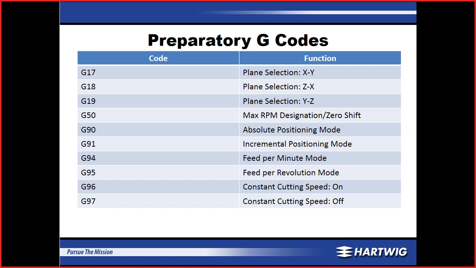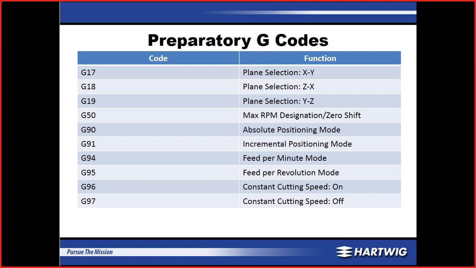G91 is what's called incremental positioning mode. That means that we are going to move point to point. So wherever the tool is currently sitting, if we were to say Z-2, the machine is going to move 2 inches or millimeters in the negative direction from wherever it is sitting. And there are some benefits to using incremental. Most of the time, you will be programming a machine in absolute.